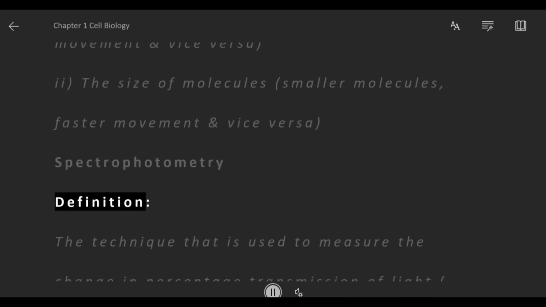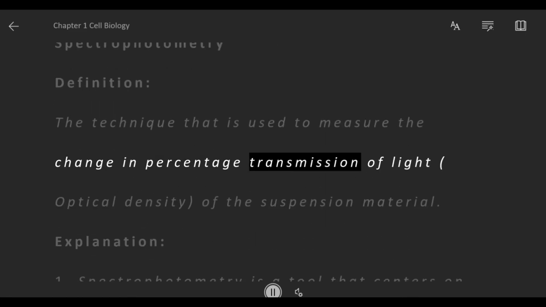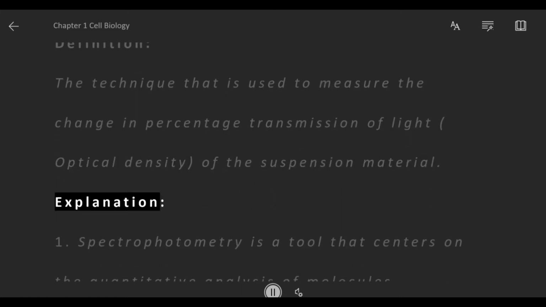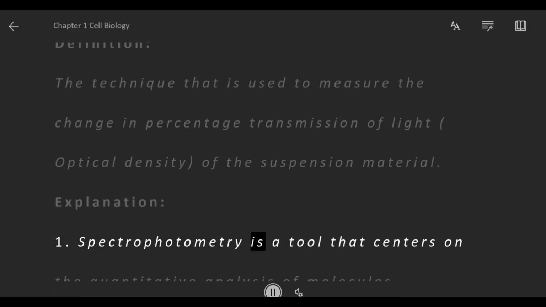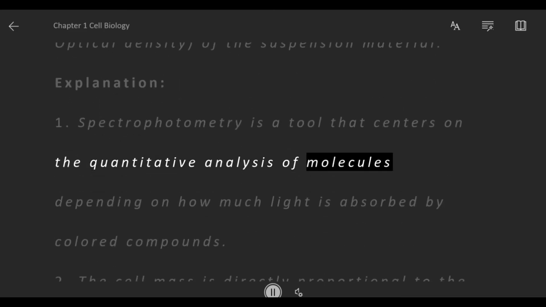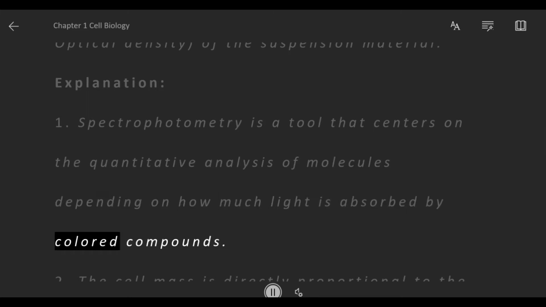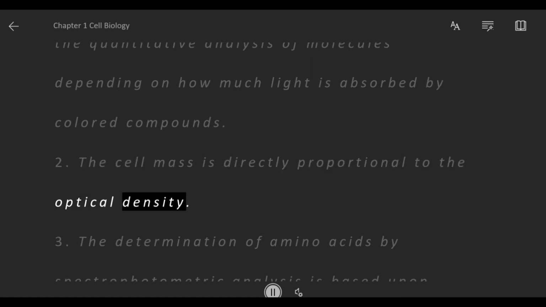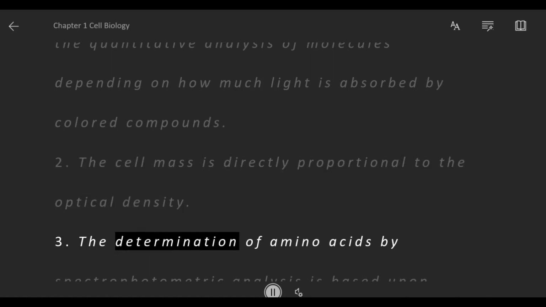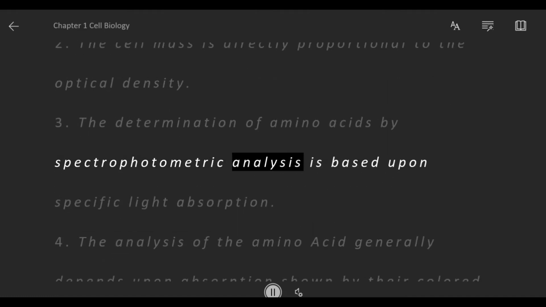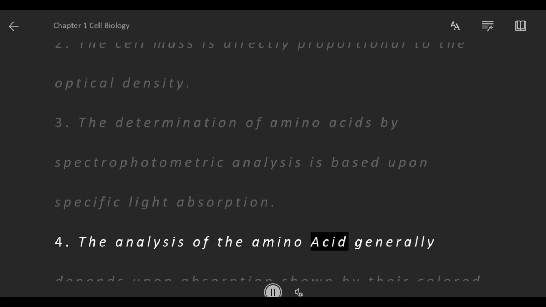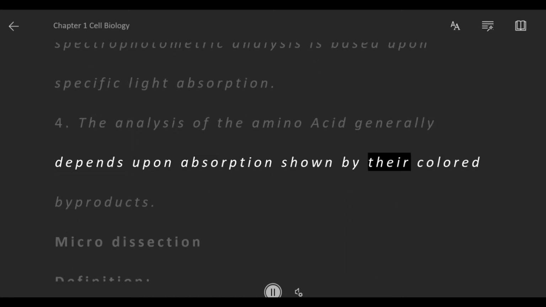Spectrophotometry. Definition. The technique that is used to measure the change in percentage transmission of light, optical density, of the suspension material. 1. Spectrophotometry is a tool that centers on the quantitative analysis of molecules depending on how much light is absorbed by colored compounds. 2. The cell mass is directly proportional to the optical density. 3. The determination of amino acids by spectrophotometric analysis is based upon specific light absorption. 4. The analysis of the amino acid generally depends upon absorption shown by their colored byproducts.